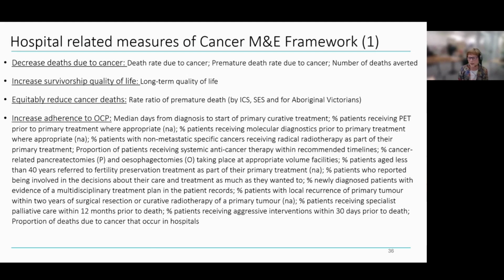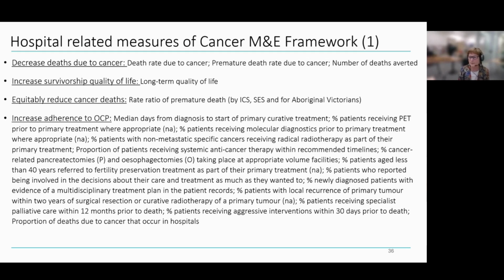So if we think broadly about within the Cancer Monitoring and Evaluation Framework, what are the hospital-related measures? These are measures that the hospitals control and measures that the hospitals can influence. I haven't separated them in this, but there are many measures within the framework that show the impact of hospital work or the influence of hospital work.